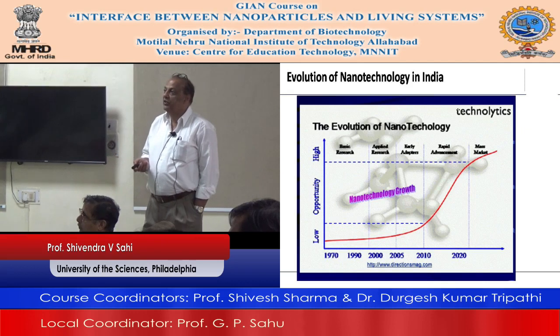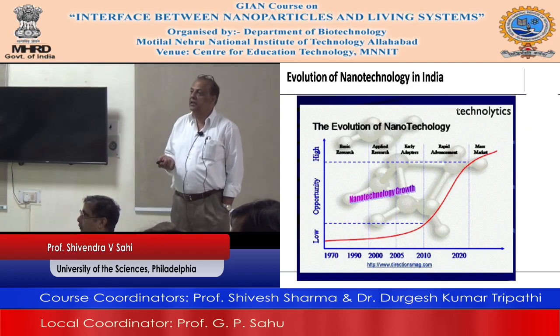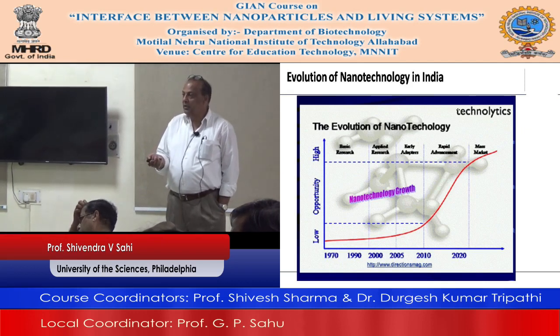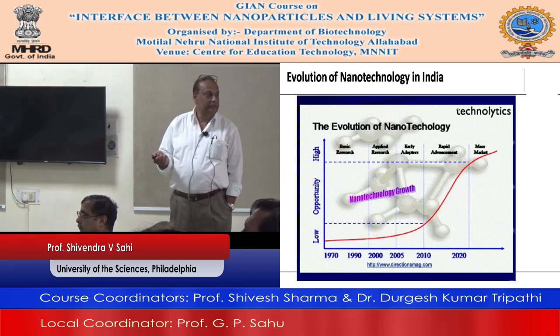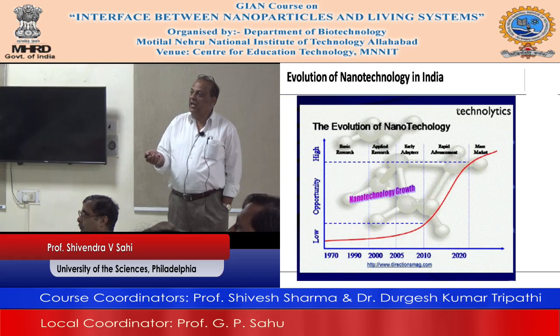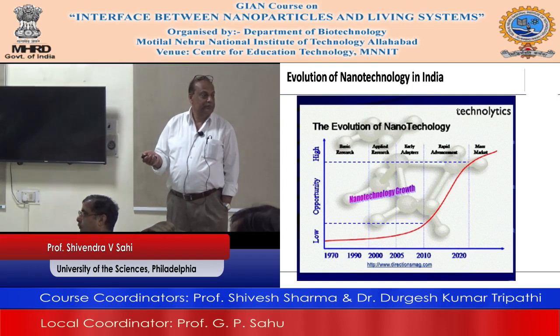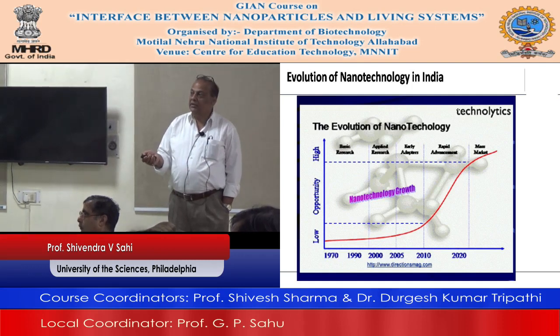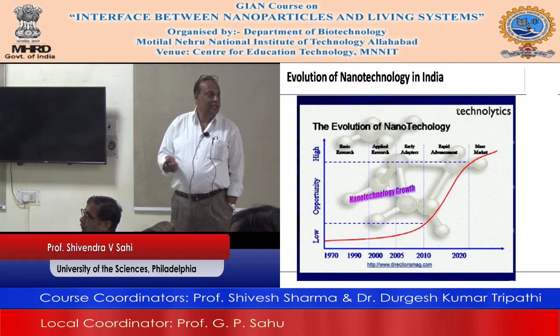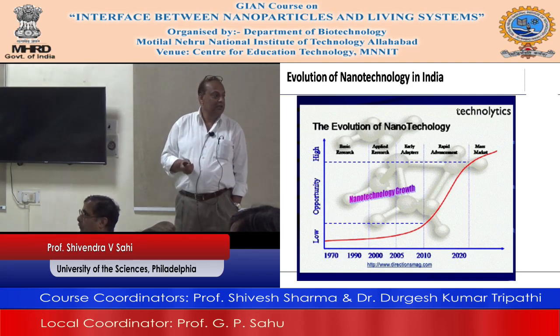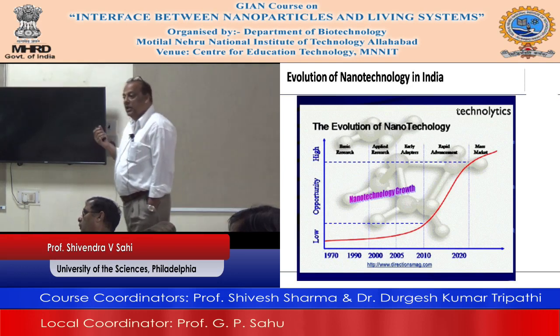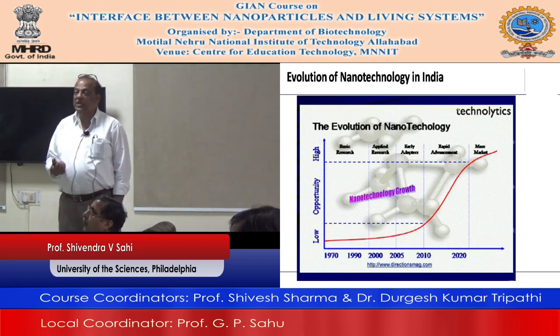If you look at the evolution of nanotechnology in India, around 1970 it was pretty steady. There was none. And then after around 2007-8, it took a sharp rise. So it is considered high. The number of patents and the amount of nanotechnology research coming out of India is pretty high.